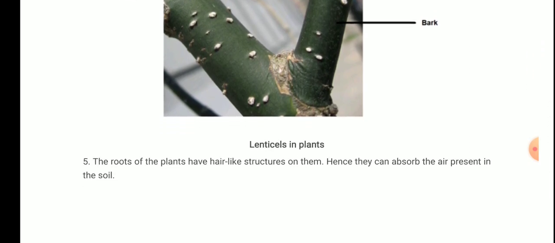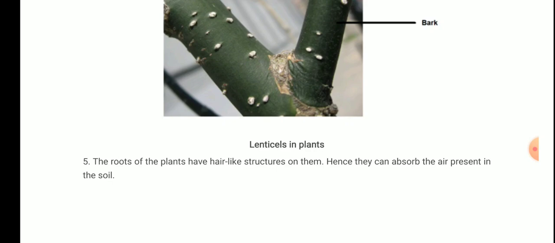Fifth one, the roots of the plants have hair-like structures on them, hence they can absorb the air present in the soil. See, very fine hairs are present, and they are called root hairs. Those are present on the roots, and help in the absorption of air present in the soil, because roots also need gas exchange for various purposes. So how do they exchange? Because they cannot come out.